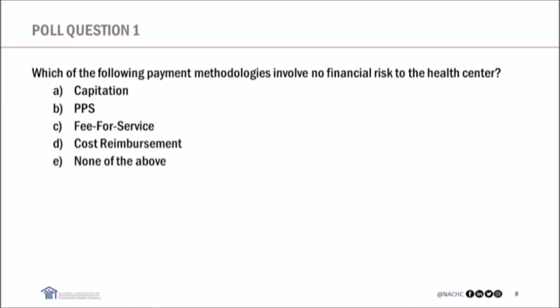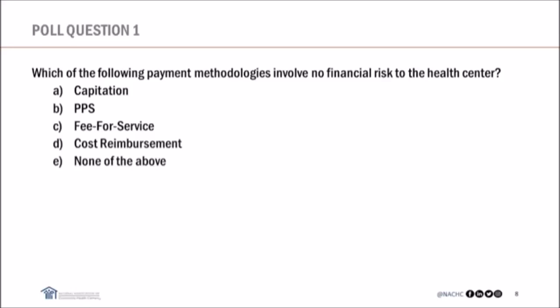Okay, so 12% voted for B, PPS, another 12% voted for fee-for-service, 25% voted E for none of the above, and none of the above was the correct answer, because as I shared in the last webinar, there's really no true non-risk payment methodology. Even cost reimbursement itself has some risk involved, to the extent that the funding entity or agency might disallow certain costs, or you might have costs that exceed some cap that's set on that particular type of cost, or you might incur costs that are not reimbursed by the funder. So to some extent, every kind of payment methodology known to mankind involves some risk on the provider. It's just a matter of degree.